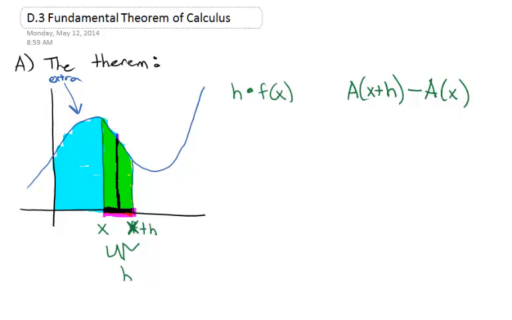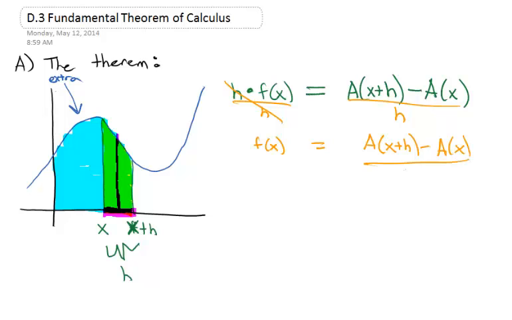So that's two ways to calculate the area. One is make a rectangle, width times length. Another way is to look at the area up to the right side and subtract the area up to the left side, cutting it off, leaving just the area we want. Now, because those are both finding the same area, we can say those are equal to each other, which is why we can divide both sides by h, and we find that the function f of x is equal to the area at x plus h minus the area at x, all over h.